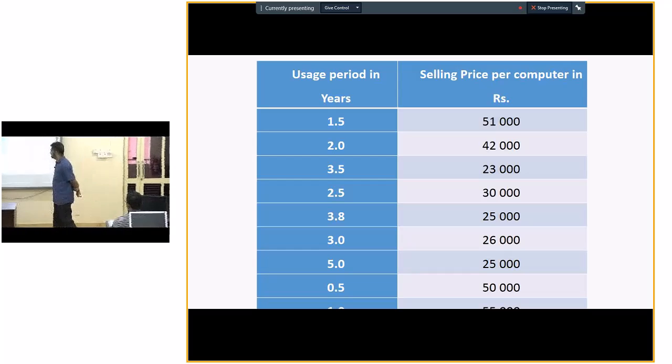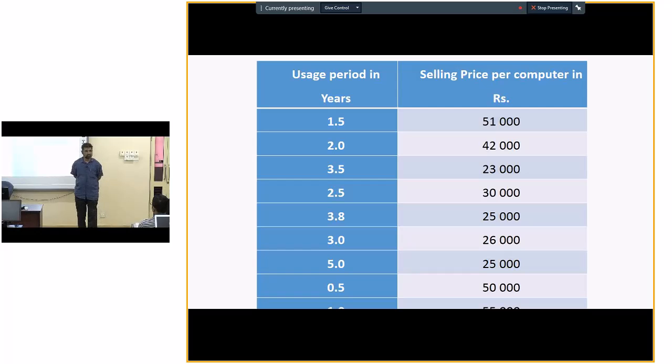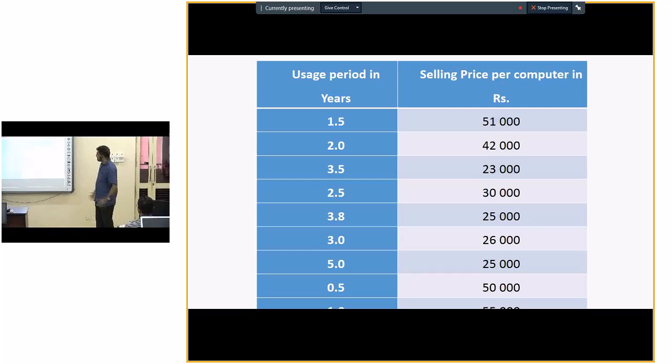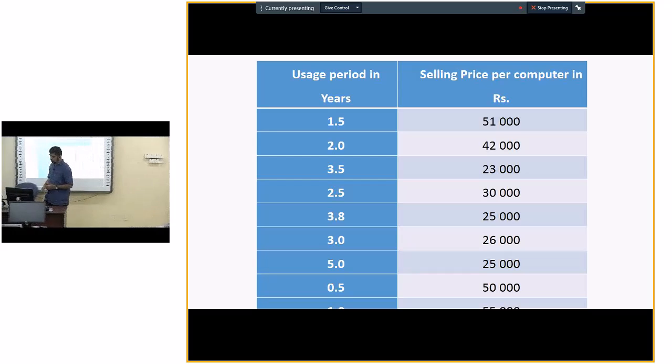Again, general knowledge should be there. What is the relationship? Whether it is positive or negative? Negative. When the usage period is high, then the price will decrease. That is the nature of the relationship. Then maybe there is a negative relationship between these two variables.